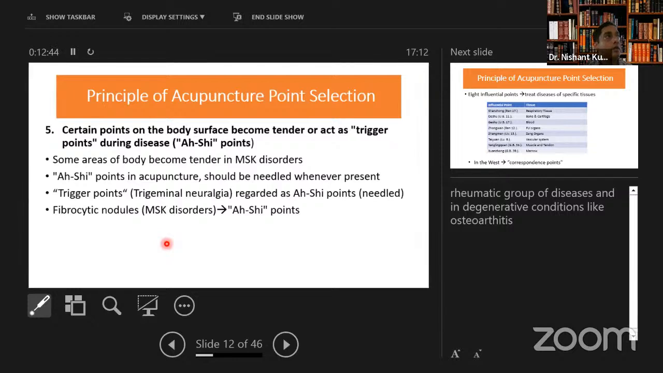And in neurological disorders, we have trigeminal neuralgia. If you have seen any patients, the patient will tell you that if you touch here, the whole face starts burning. That is a trigger point for trigeminal neuralgia. If you needle these points, it may help in the management of this. Even in trigeminal neuralgia, it has been found to be beneficial.